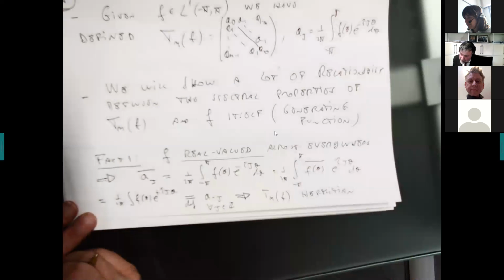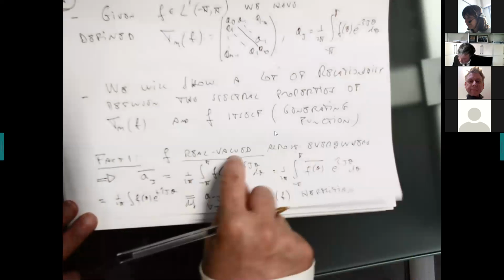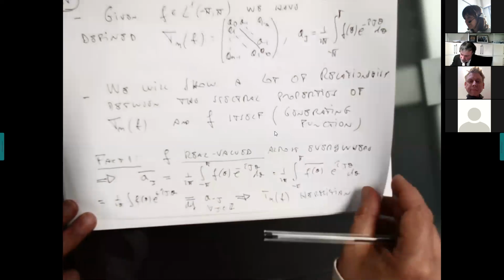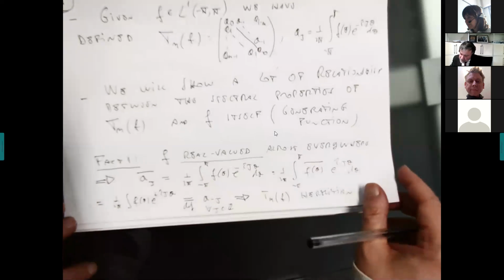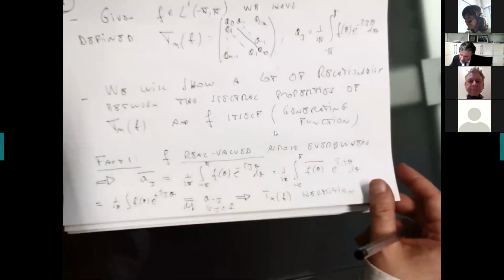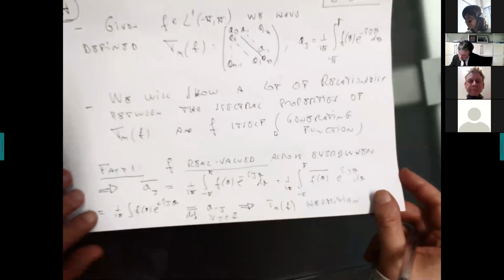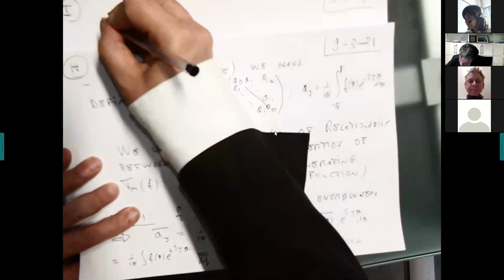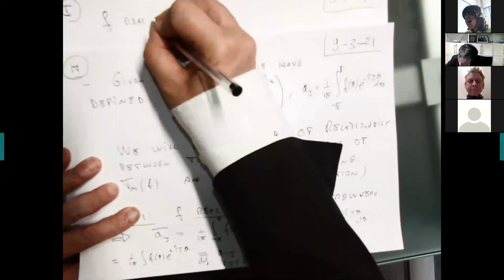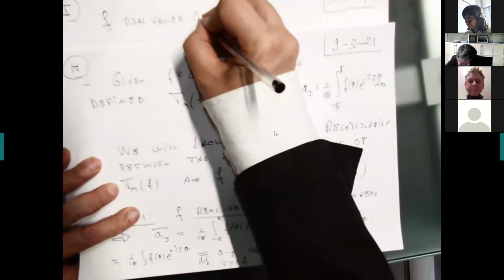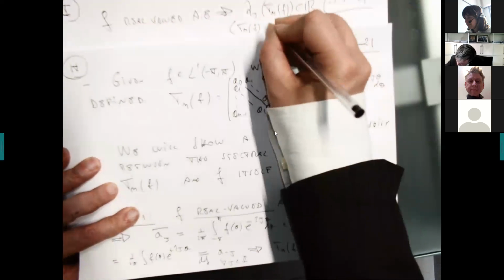So f real valued implies that Tn of f is Hermitian, so the eigenvalues of Tn of f are real. Real valued, real eigenvalues. You can see the first relation between the function and the spectrum. So f real valued almost everywhere implies lambda j of Tn of f belongs to R because Tn of f is Hermitian.